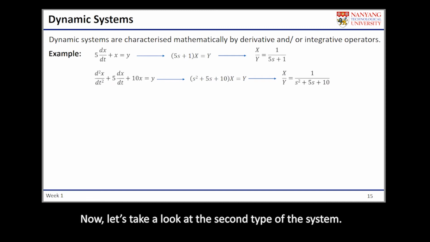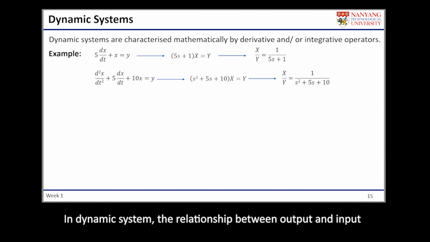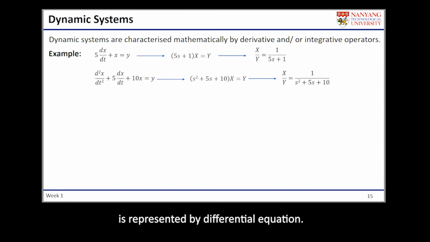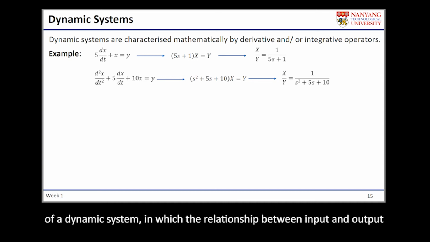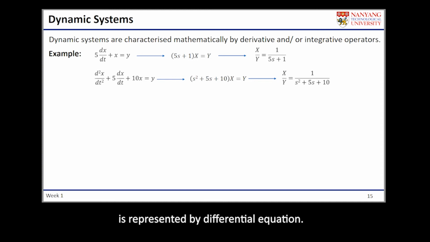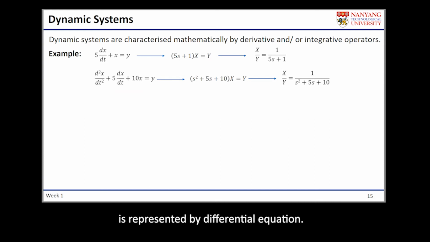Now let's take a look at the second type of system. In a dynamic system, the relationship between output and input is represented by a differential equation. It's not a simple algebraic equation. These are two examples of mathematical representation of a dynamic system in which the relationship between input and output is represented by a differential equation. You can consider here y is the input probably and x is the output. As you can see here, the relationship between input and output is represented by a differential equation.